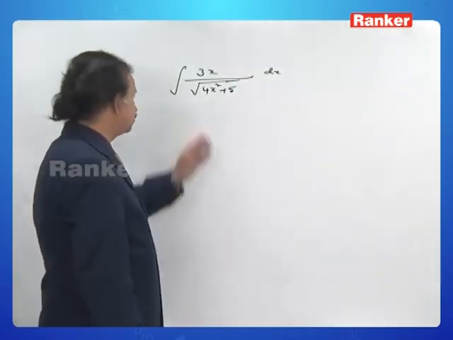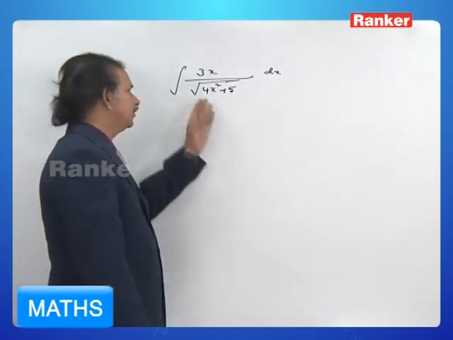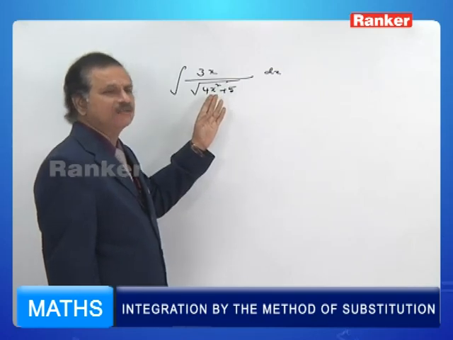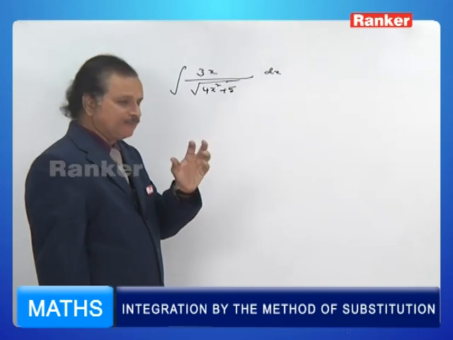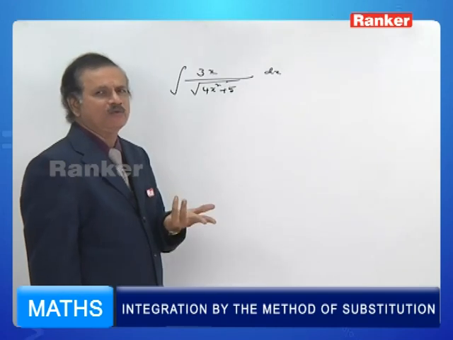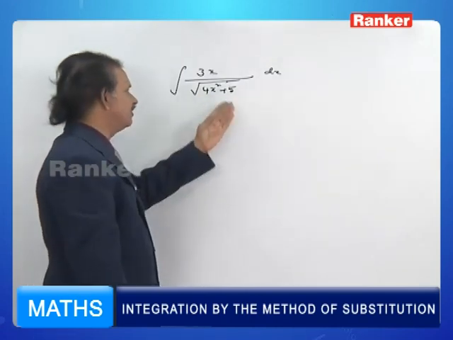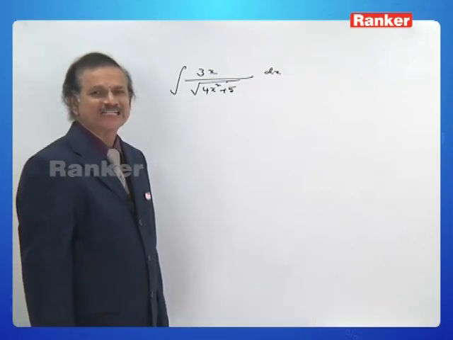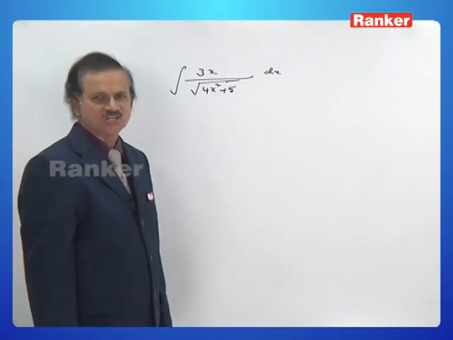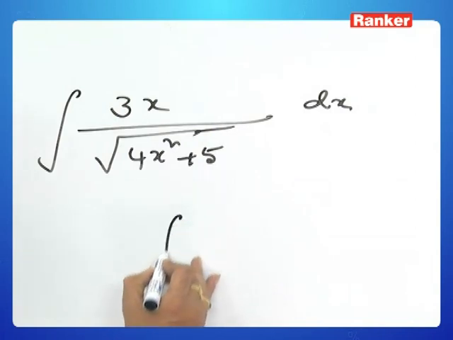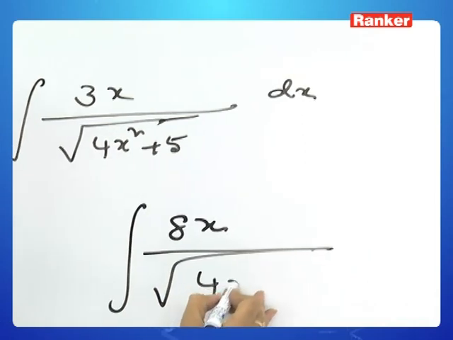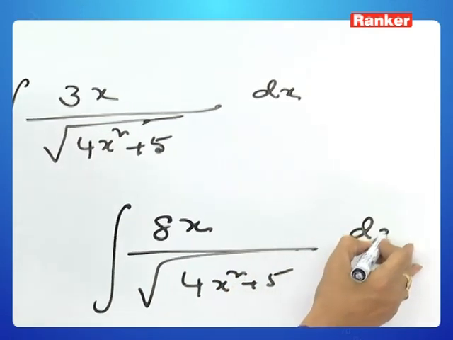What is the integral of 3x by root 4x square plus 5? We can take 4x square plus 5 as t. In its derivative we should have 8x, but only 3x is there. The part containing x's is present, no problem. We are worrying about the constants only, no problem. What is the derivative of 4x square plus 5? 8x. So you must have 8x in the numerator. That's all, isn't it? It's very simple. It is 8x by root 4x square plus 5 dx.